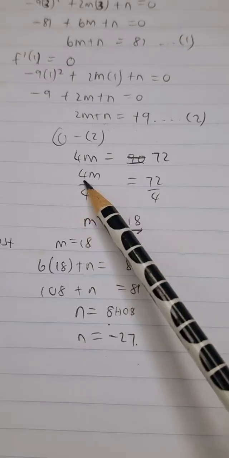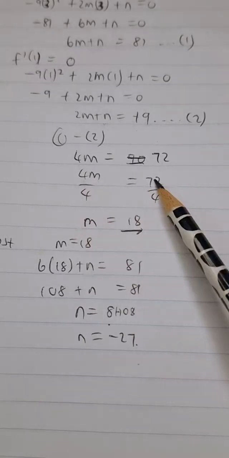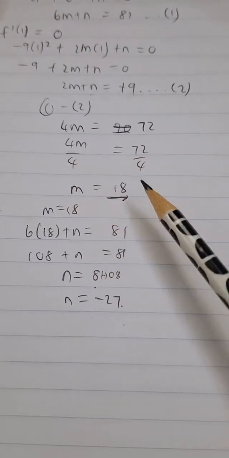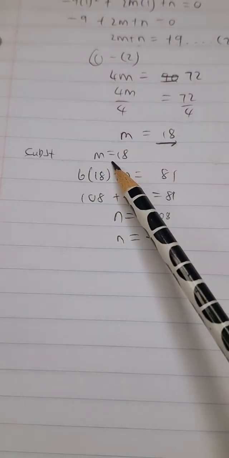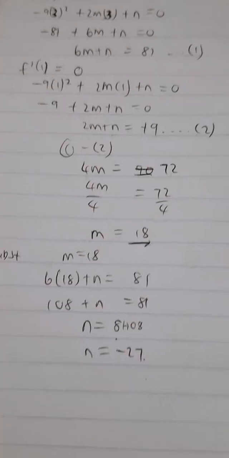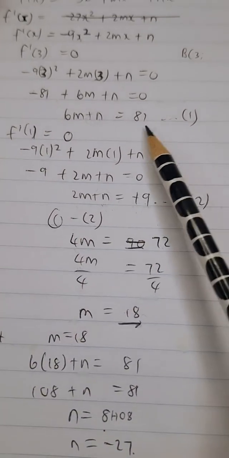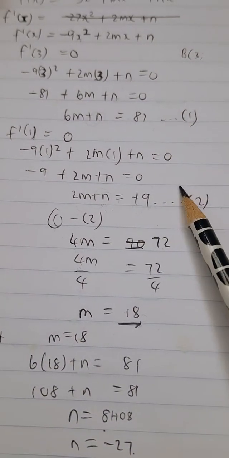We divide by the coefficient of m, which is 4, on both sides. We get m is equal to 18. After getting m is equal to 18, we substitute m is equal to 18 back into any of these two equations.